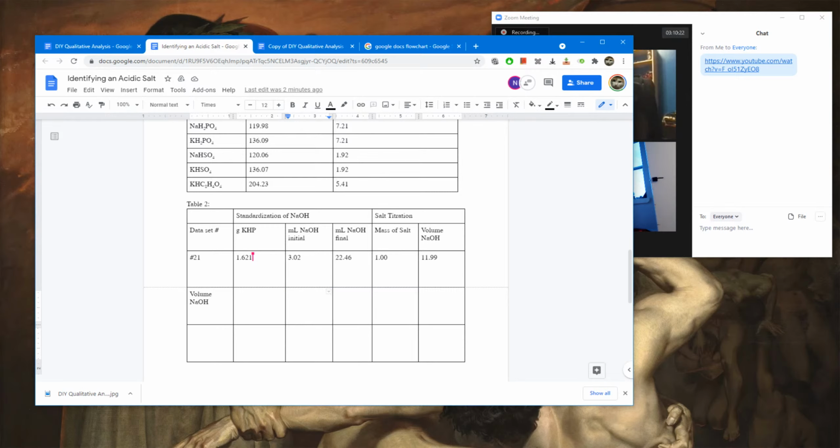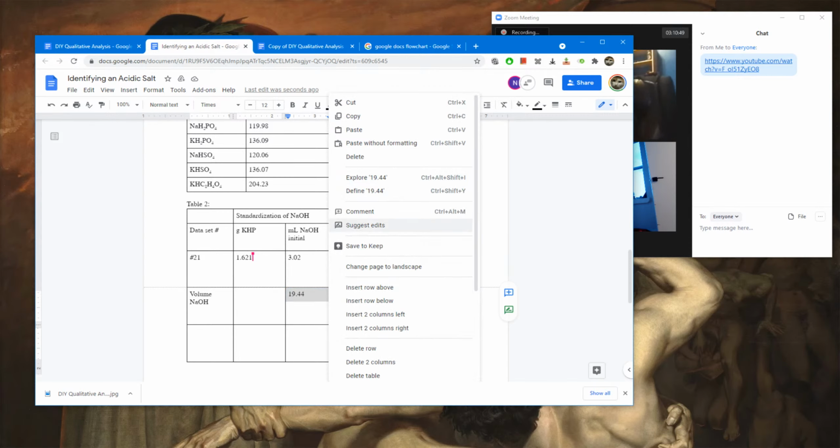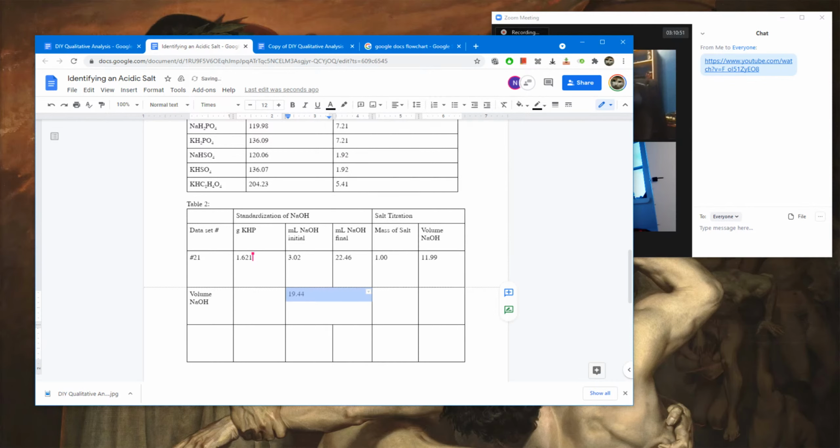Okay, I'll use a calculator also. Let's see, 22.46 minus 3.02 is equal to 19.44. I'll merge these. I'll center it.